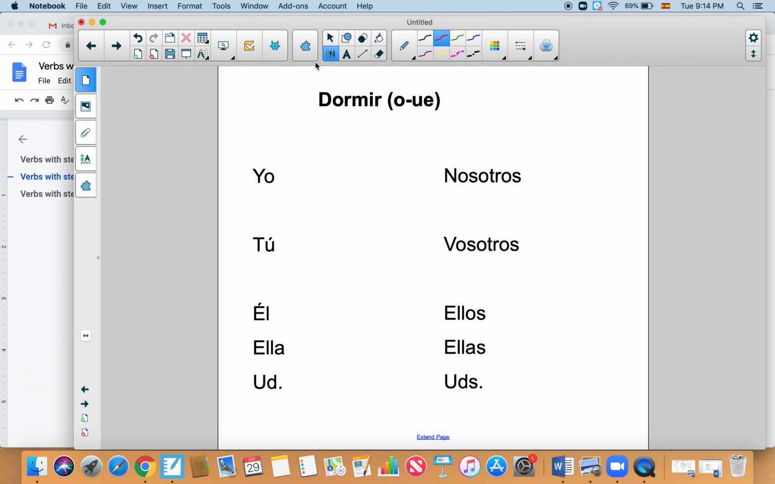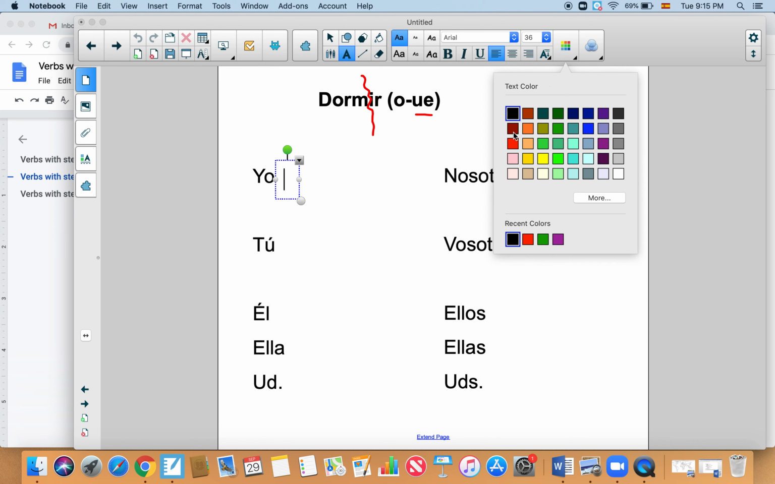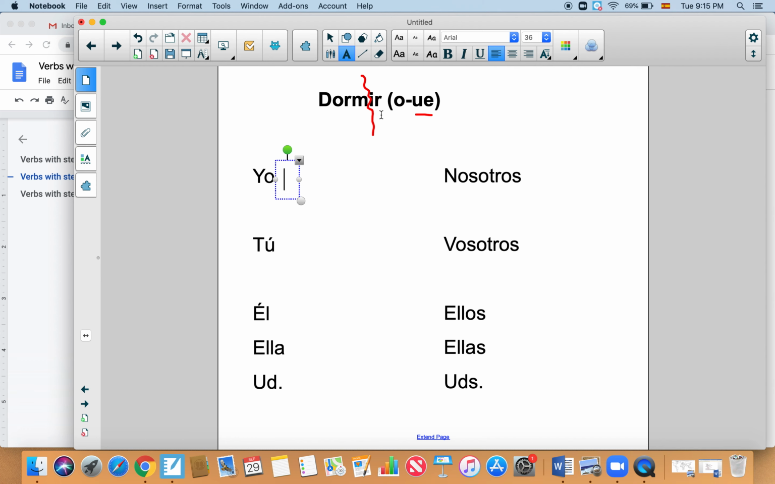So again, let's do dormir one more time. First step is we gotta get rid of this letter O when we're conjugating it, okay? This letter O has to change to a UE, and that's in the stem. We're not going to worry about the IR for now. We're just going to rewrite our stem here for all of them. The stem is dorm, but the O in dorm changes to a UE, so it's going to change to duerm. Okay, so duerm.